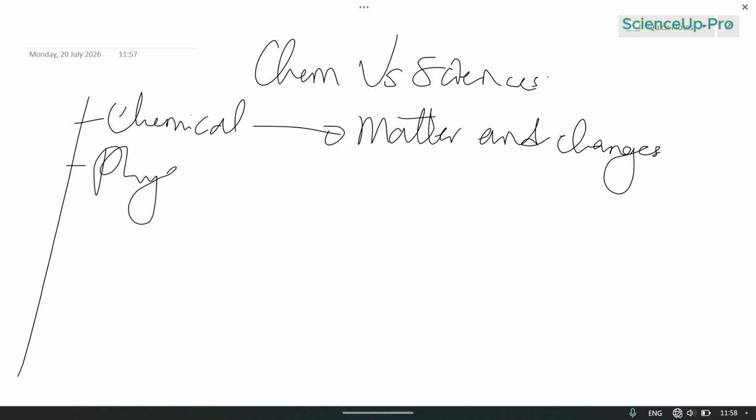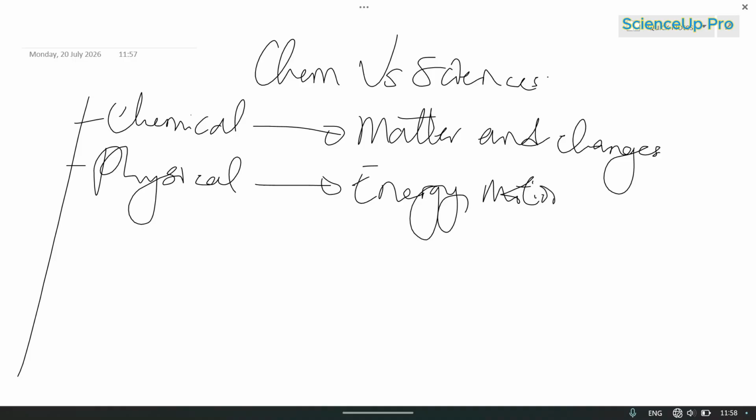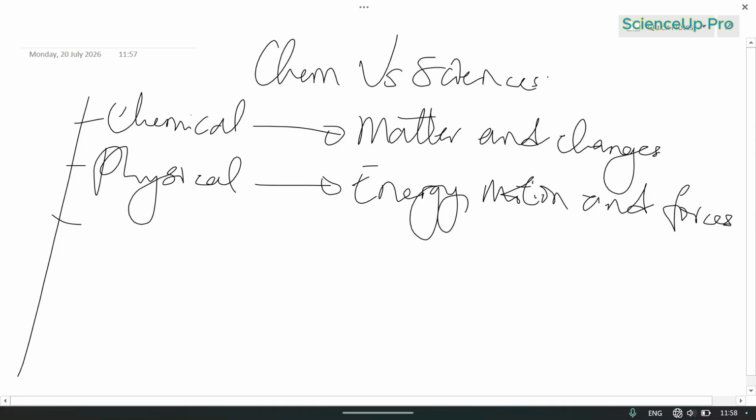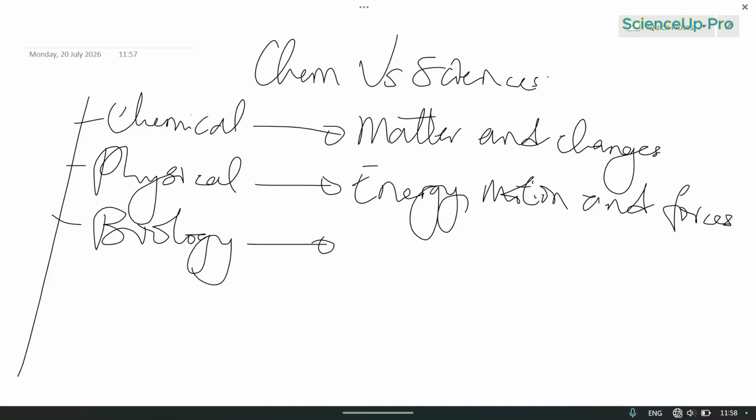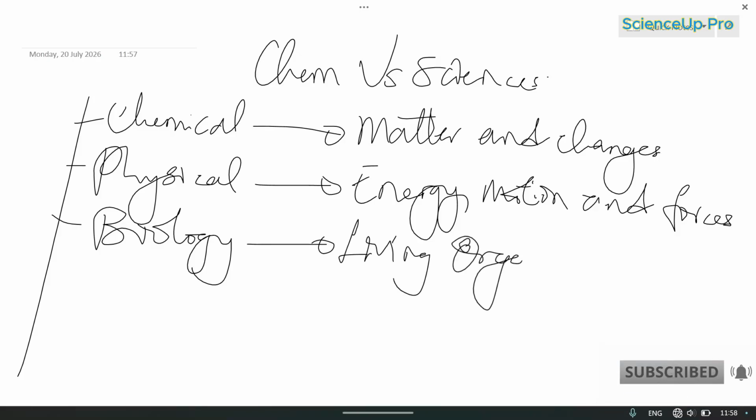What is physics? Can you distinguish between these branches? What does physics study? Physics studies energy. It studies motion and forces. Talking about biology, biology is also a branch. What does biology study? Biology studies living organisms, or living things. Biology studies life. Something which is living is being studied in biology.